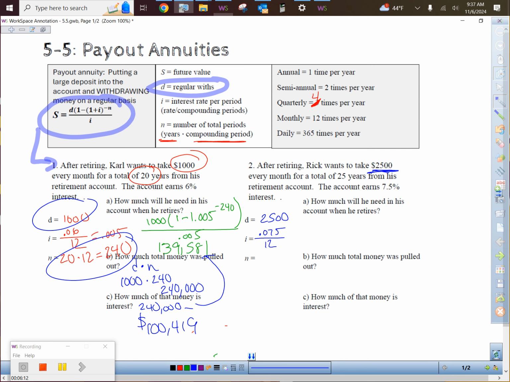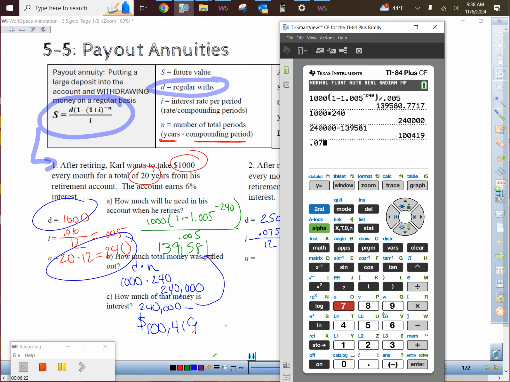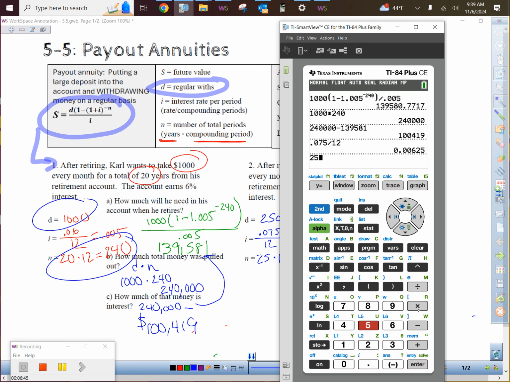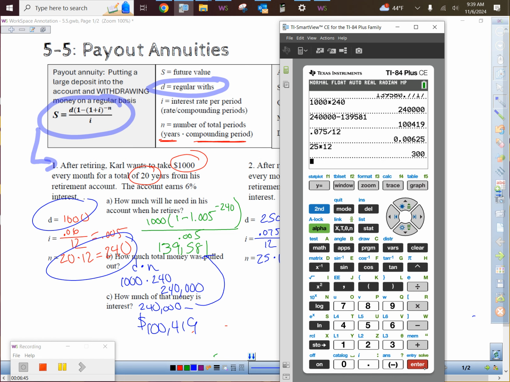So we punch that in, 0.075 divided by 12. We get that weird decimal. Don't round it, 0.00625. And N is going to be 25 years times 12, because he's going to do it for 25 years every month, right? So times 12. You punch that in, 25 times 12, 300 times.